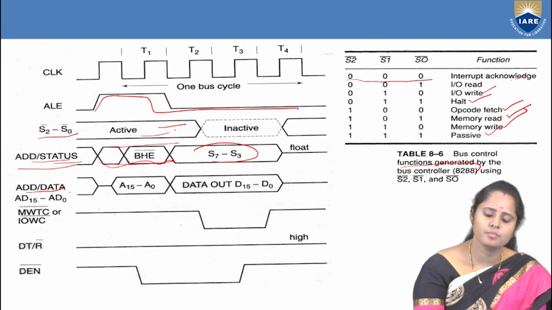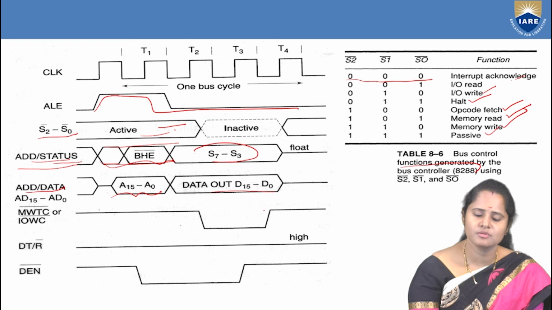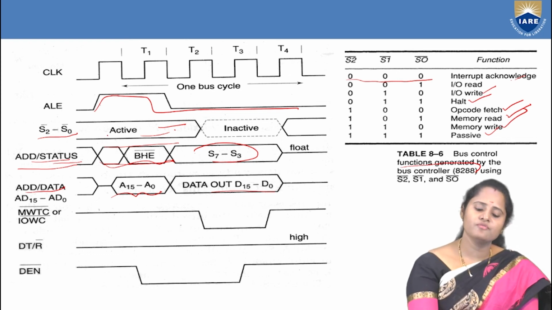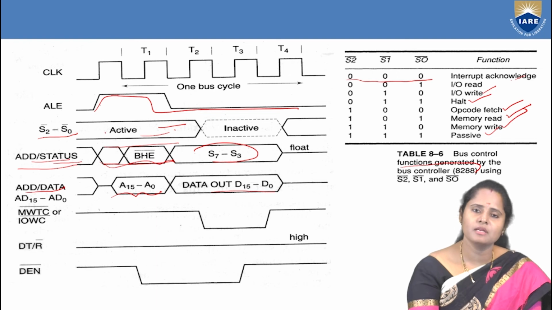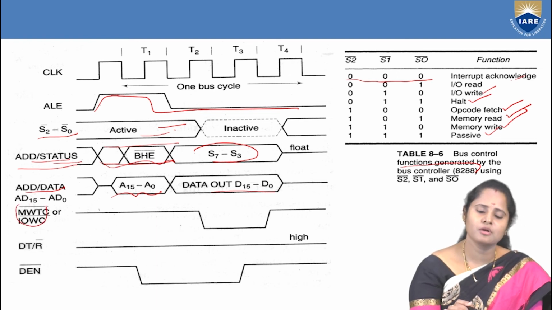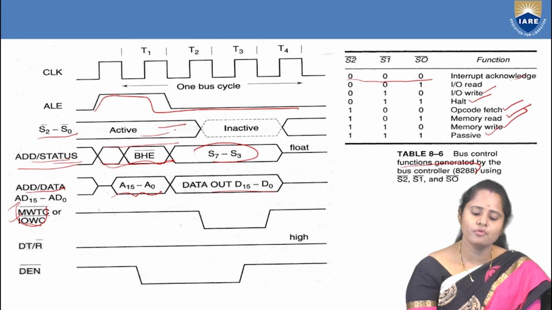Next, address and data pins. In the address and data pins, first the address is multiplexed, so that multiplexed address will be activated first, then the remaining data which you are using, which has been multiplexed. Next, the status of the pin which is activated initially shows whether you are going for memory write control or IO write control. You can use either pin, both are active low pins.